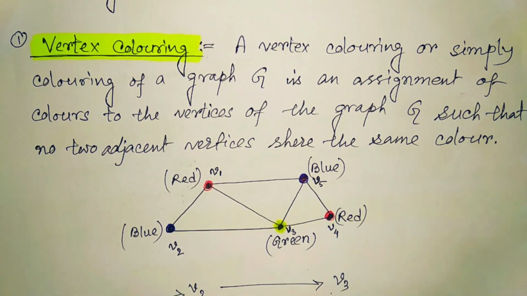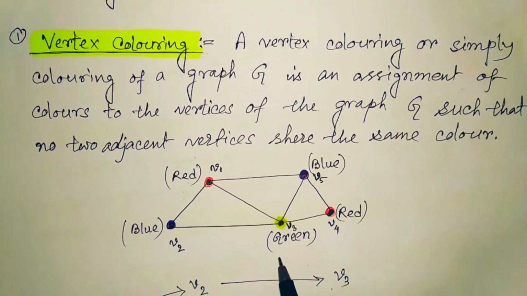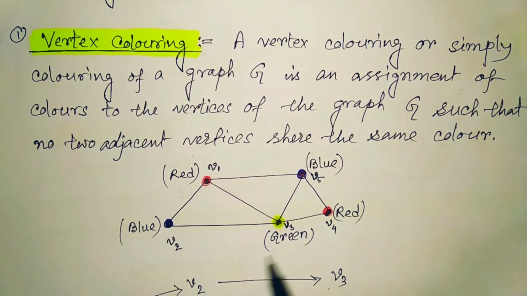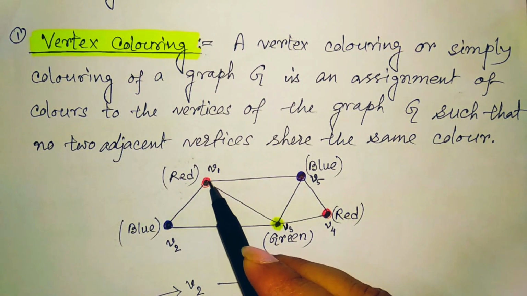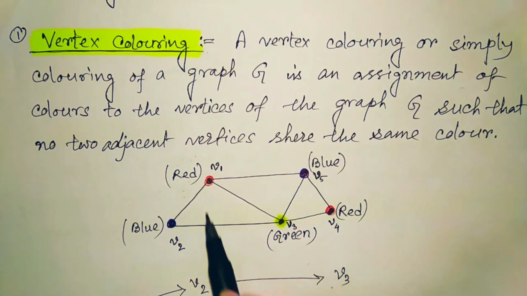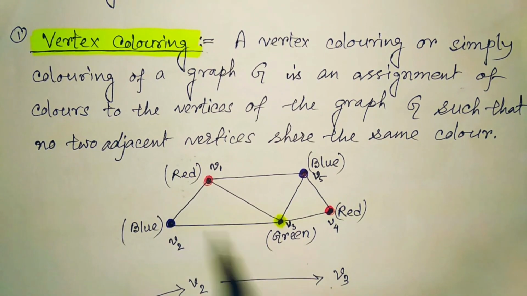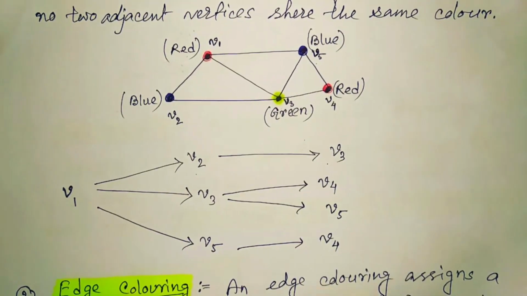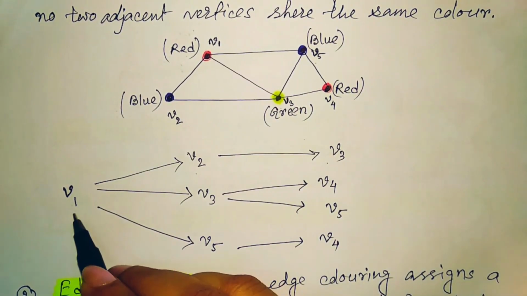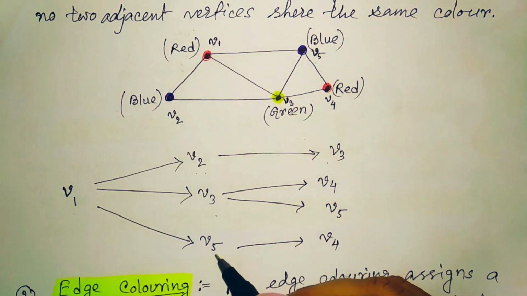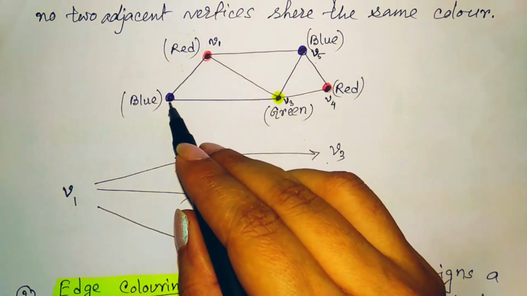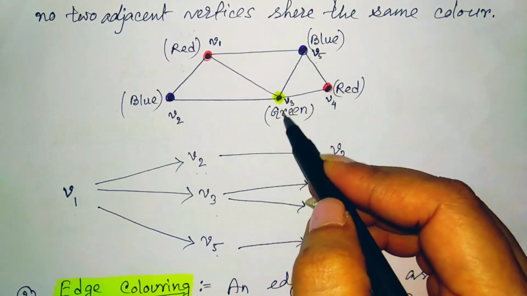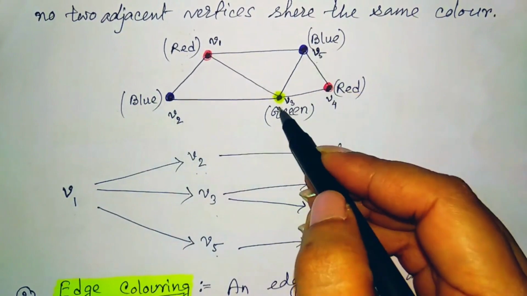So for observation, let this be the given graph. For this graph, a total of 5 vertices are given, and let B1 be given the color red. Now its adjacent vertices are B2, B3 and B5. So B1 is adjacent to B2, B3 and B5. So B2 should be given another color. We can give B5 the same color, and B3 also we can give the same color, blue here.